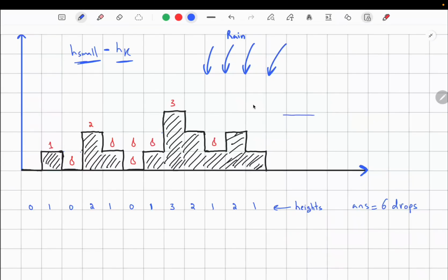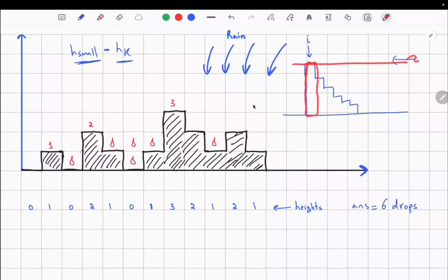Why? Because let's say that we have this structure. We have initially this bar, and then a smaller bar, and then smaller and smaller and smaller, and then this bar. So initially we will stand here, and we are trying to find a bar from this side that has a height equal or larger than this initial bar that we are standing on.